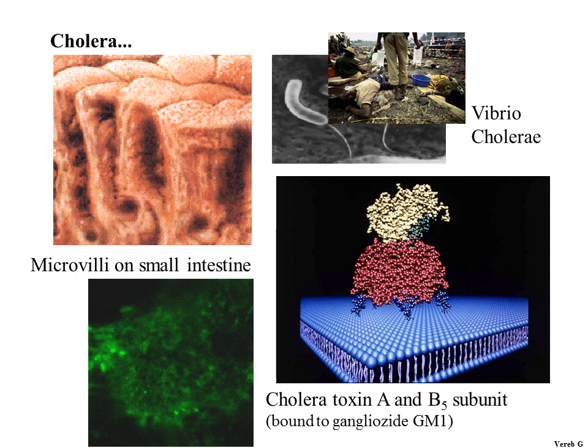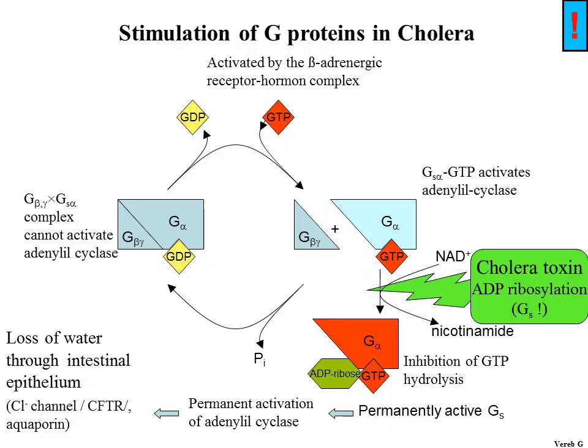What is the mechanism of the diarrhea that is caused by Vibrio cholerae? You can observe on this next figure. Basically, the cholera toxin has a so-called ADP ribosylase activity, which means that it takes an NAD plus and cleaves it in an asymmetric manner.